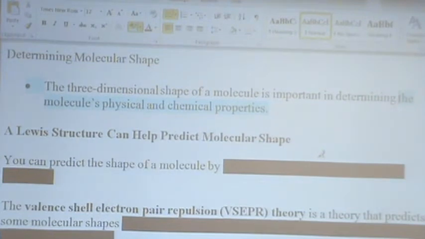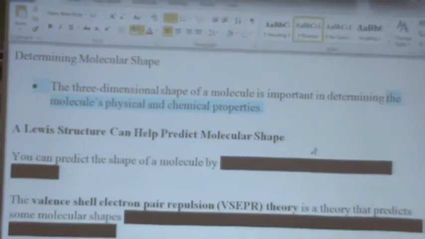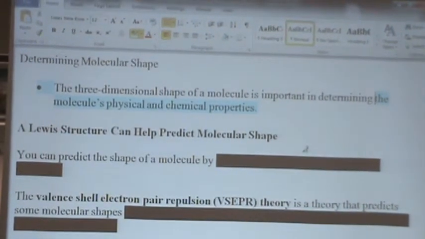The 3-dimensional shape is important in determining the molecule's physical and chemical properties. We're going to come back to that on Monday and talk about the properties of those shapes later. But for now, just identify the shapes and look at the different shapes, and that's really all the goal of today is. So, you can predict the shape of the molecule by its Lewis structure.